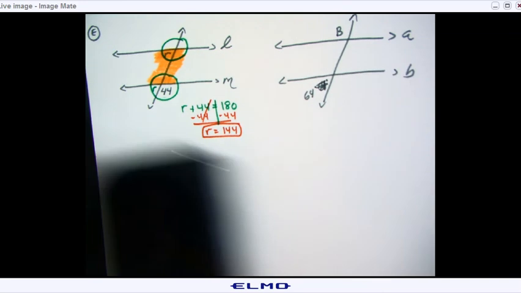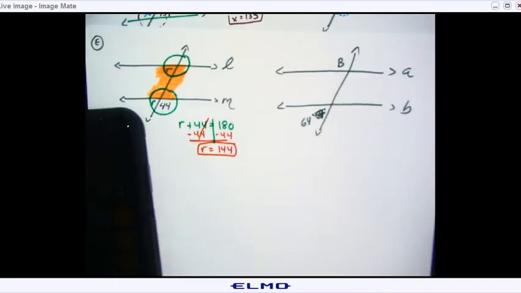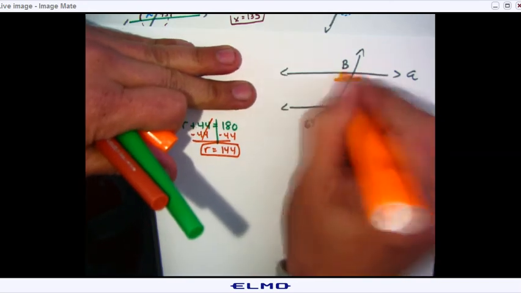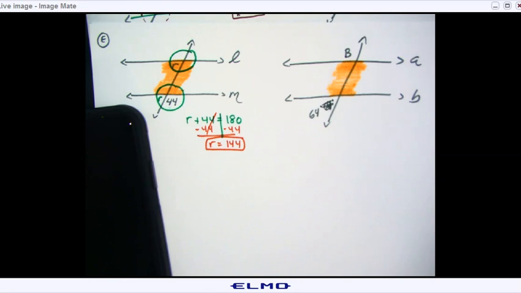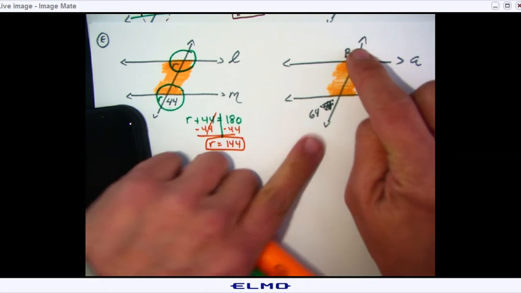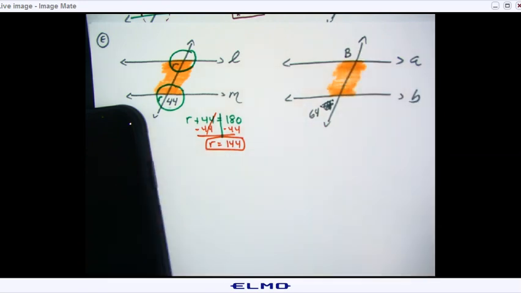So now let's go ahead and do the next one. Again, you could always use this. Let me highlight it. Here's my alternate interior. Oh, wait, no. They're not alternate. They're on the same side. So I got to draw the circles. Ready? Go!